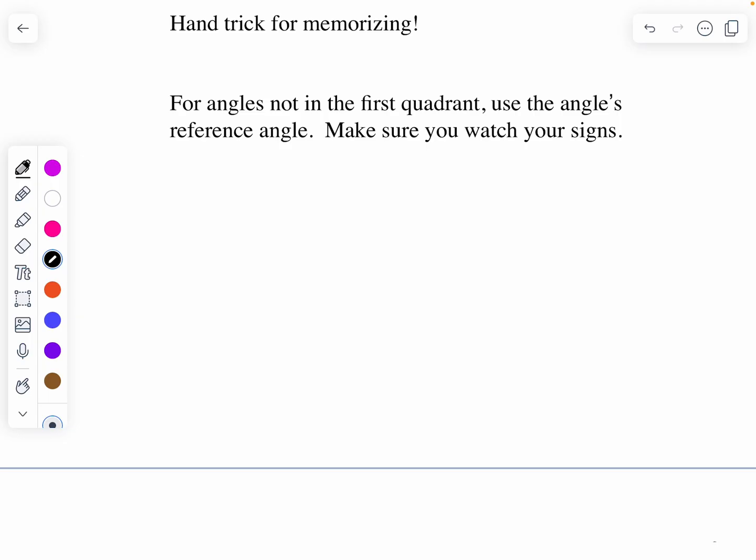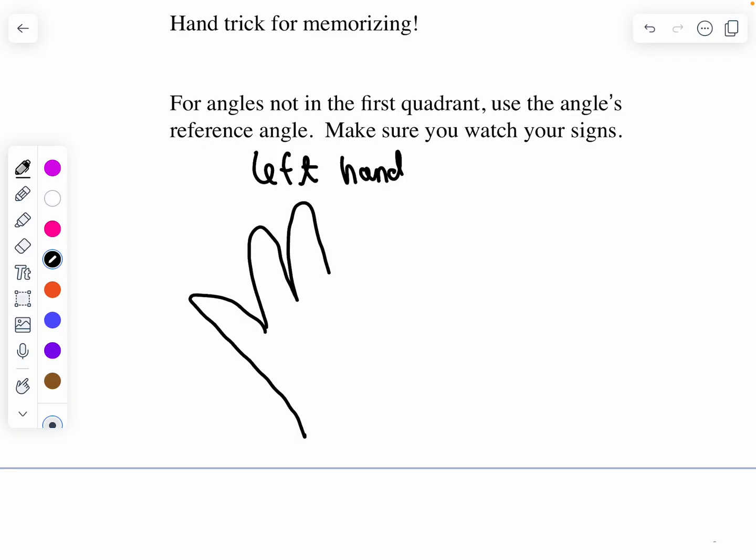Because a reference angle will always be between 0 and 90, and we're going to draw our hand as 0 and 90. So you're always going to use your left hand. So let's see how terrible I can draw a hand here. There's my thumb, and then there's the rest of my fingers. I'll show you in a minute when I show you my actual hand, but you're looking at your hand, and you can make the first quadrant out of your fingers. So this would be 0 degrees, 30 degrees, 45 degrees, 60 degrees, and 90 degrees.